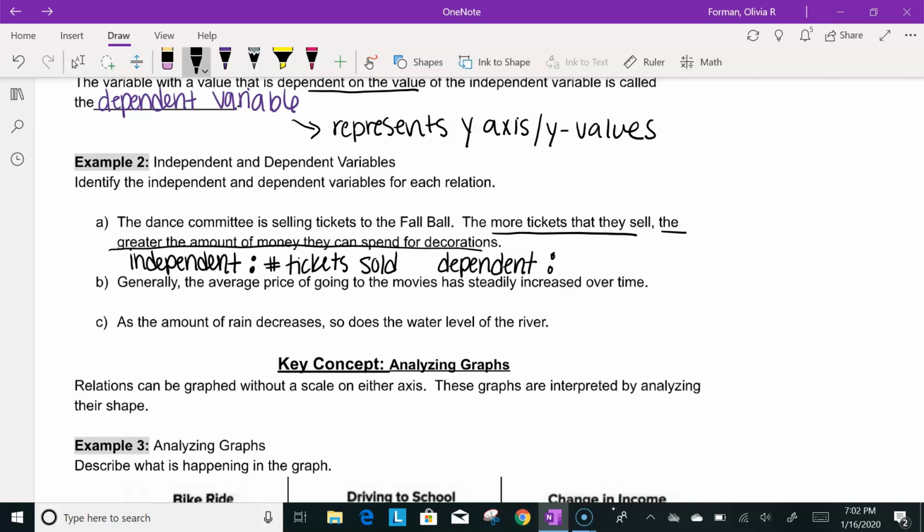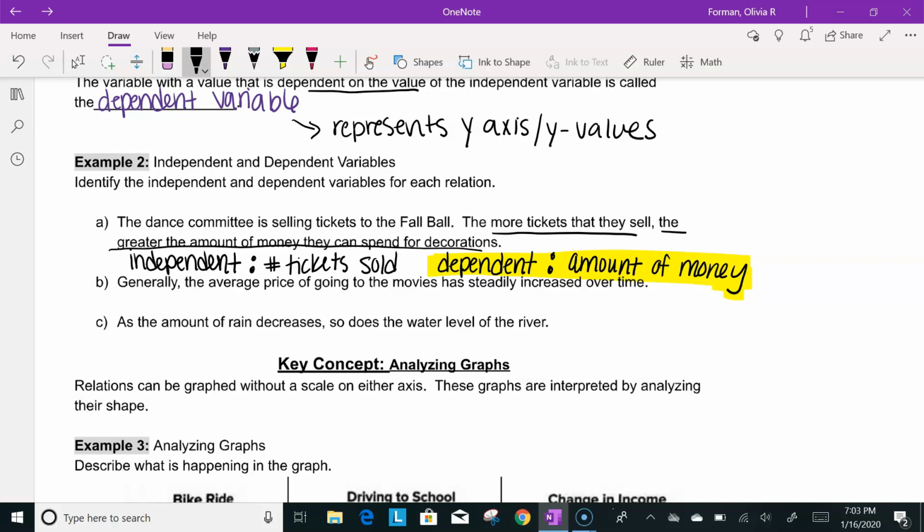So our dependent variable would be the amount of money. In other words, this dependent variable, the amount of money, depends on how many tickets are sold. We don't really just grab a bunch of money and say, okay, the tickets sold depend on how much money we collected. It's not quite how it works. It's more so you sell the tickets, that ends up controlling how much money you have.